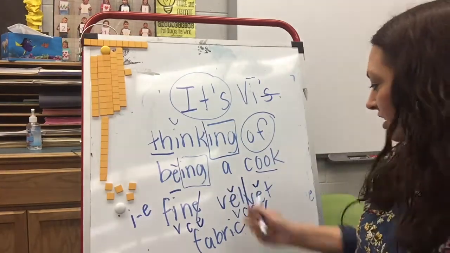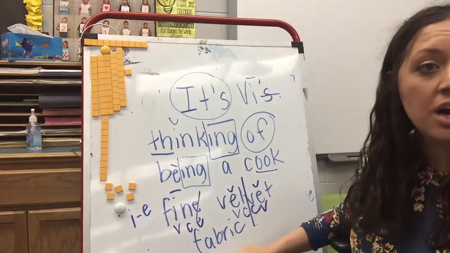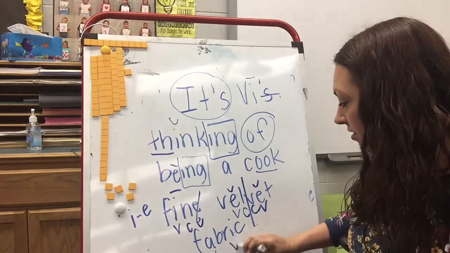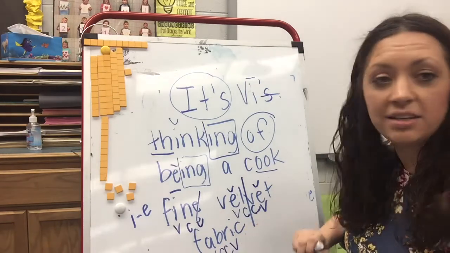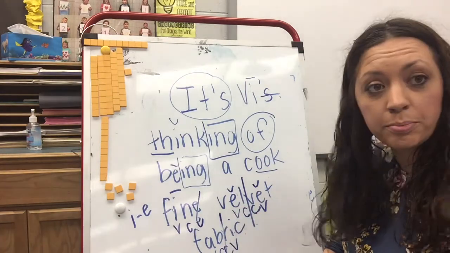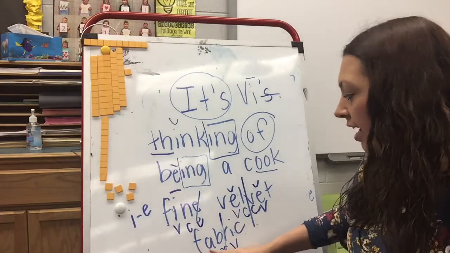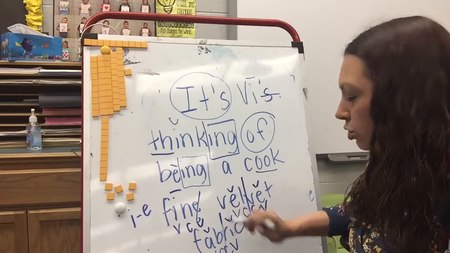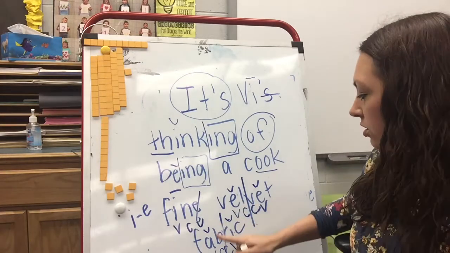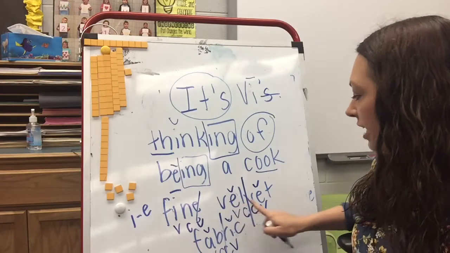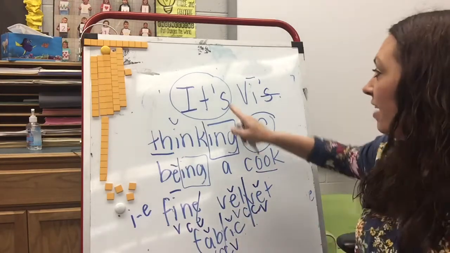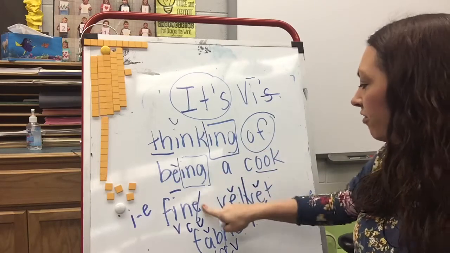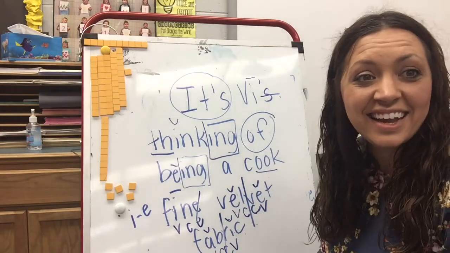All right, guys, we're going to finish our last word real quick. So let's see where our vowels are. I've got an A, which is a vowel, and I've got I, which is a vowel, and then I've got consonant, consonant between it. So that means I'm going to break it up right down the middle. So now I have ab, fab, and ick, rick, because I know those are short since it's a CVC word. So fabric. So fine velvet fabric. So let's read these all together. I have it's vise. Thinking of being a cook. Fine velvet fabric. All right, good job, guys.